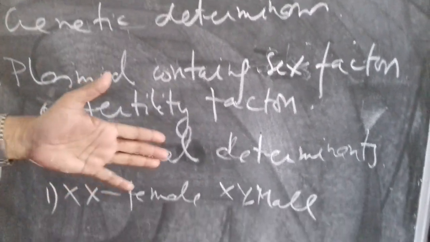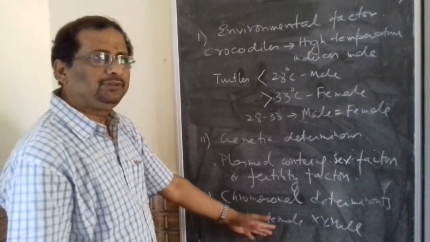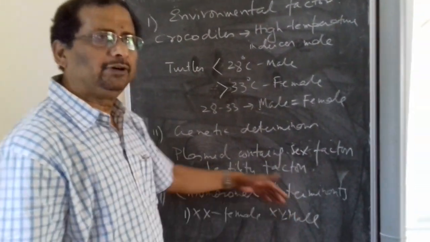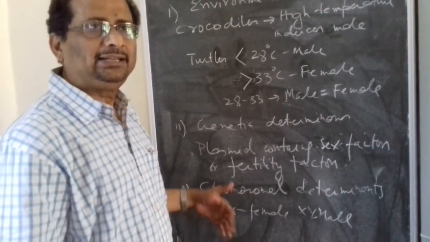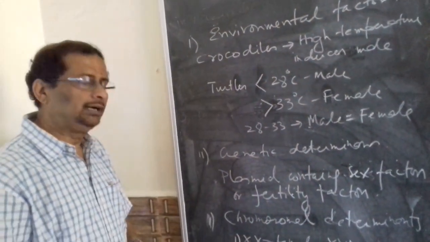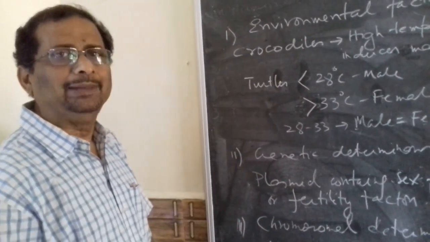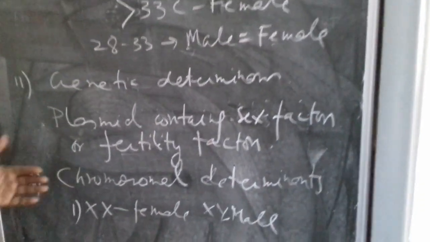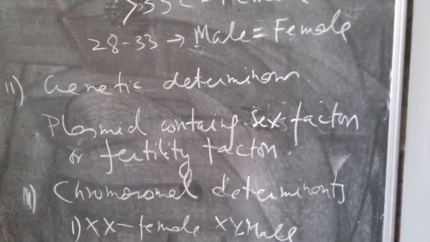The third is the chromosomal determinants. In chromosomal determinants, you know that XX is female in the case of human beings, and XY is male. The reverse is also found in birds and reptiles, where we write WW in the case of male and WY in the case of female. We change the alphabet because they are just the reverse. So chromosomal determinants are also there.